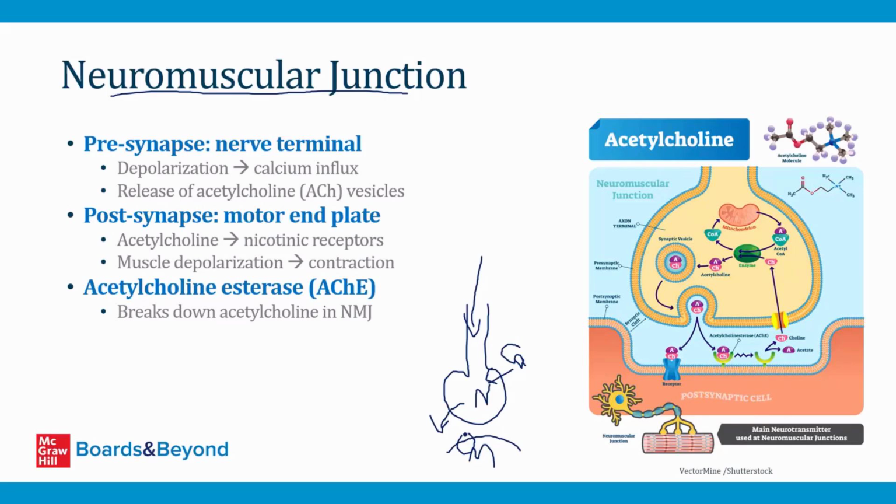to depolarize and contract. And then the final event that's important at the neuromuscular junction is that the acetylcholine is not going to just sit around forever in the synapse. It's going to get broken down. And the enzyme that does that is called acetylcholinesterase. I've summarized all these points here.